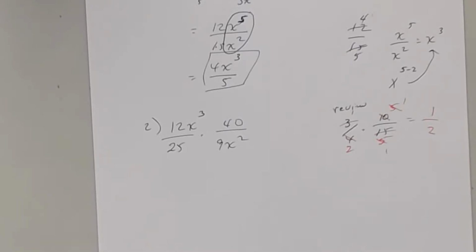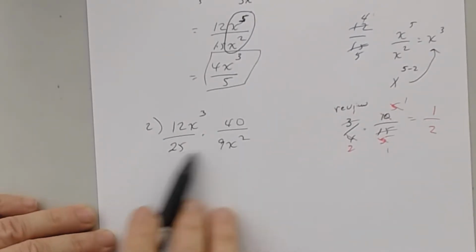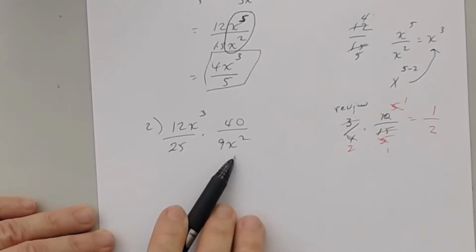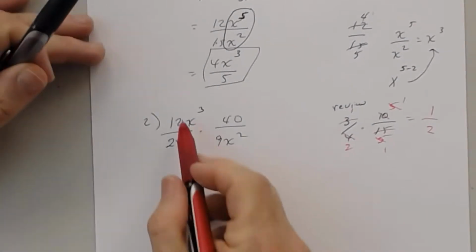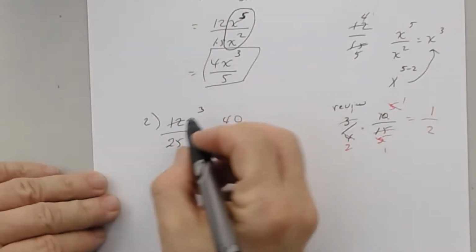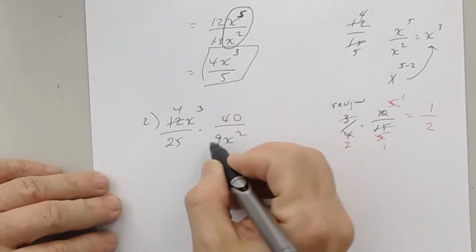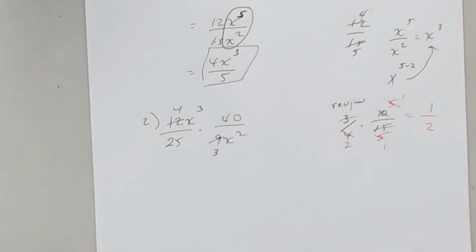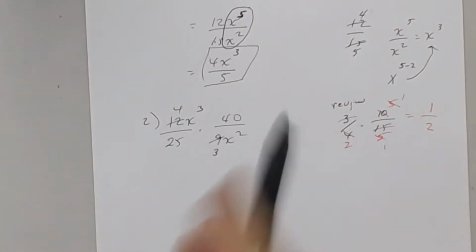Reduce the coefficients first. So if you look at the 12, will 12 reduce with a factor down here? Yes. Which one? The 9. What do 12 and this 9 have in common? 3. So 3 into 12 is 4. 3 into 9 is 3. Now let's do the 40.